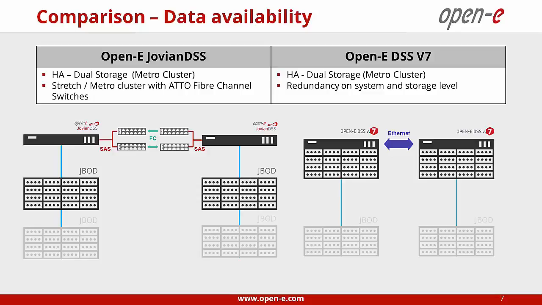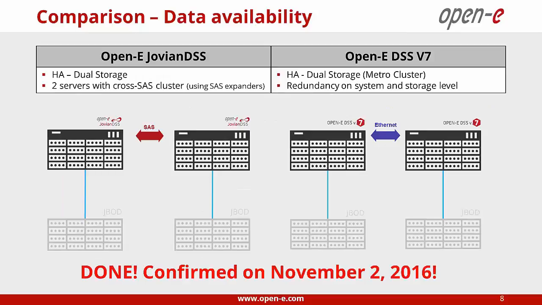One more option is for a Metro cluster. If you want to have a cluster over 2 buildings, then we have tested and certified ATTO Fibre Channel switches. That's the SAS to Fibre Channel converter switch. This works perfectly, and you can use a very long distance between both, I guess 50 kilometers or something like this.